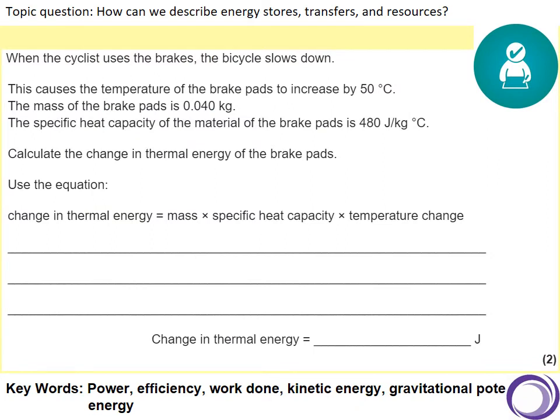So in this example here, we're going to practice using that equation. You will need to pick out the correct numbers from the statements above. Watch out for your command words and your keywords for this. When a cyclist uses the brakes, the bicycle slows down. This causes the temperature of the brake pads to increase by 50 degrees C. So that's already your change in temperature. The mass of the brake pads is 0.04 kilograms. So again, that is your mass. The specific heat capacity of the material of the brake pads is 480 joules per kilogram degrees C. So that is your specific heat capacity.